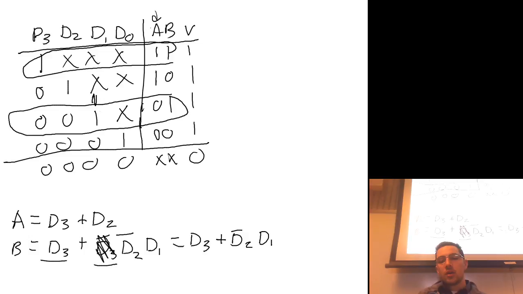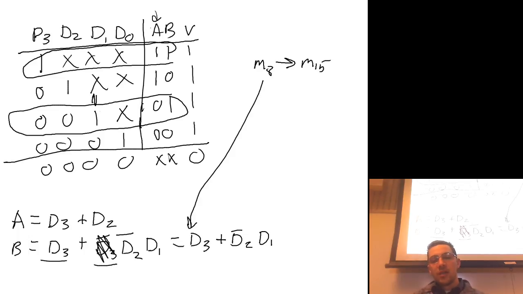D1. And if you think about what min terms that applies to, it's easy to handle with a 4-variable case. D3 alone corresponds to the following min terms: min term 8 through min term 15, because that's all the possible input combinations. This D2 bar D1, when you look at that, that's going to correspond to 10, 11.